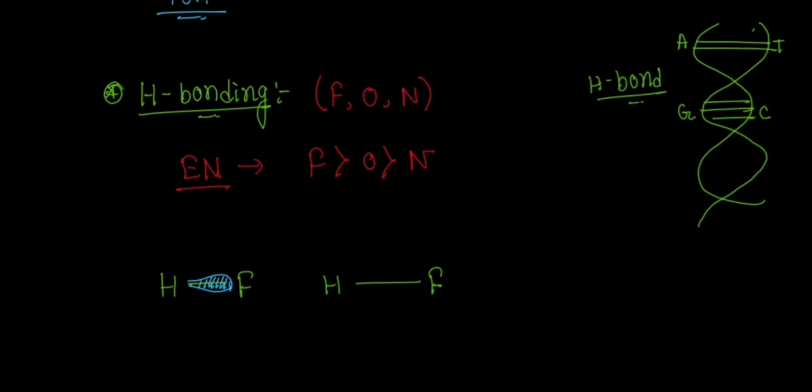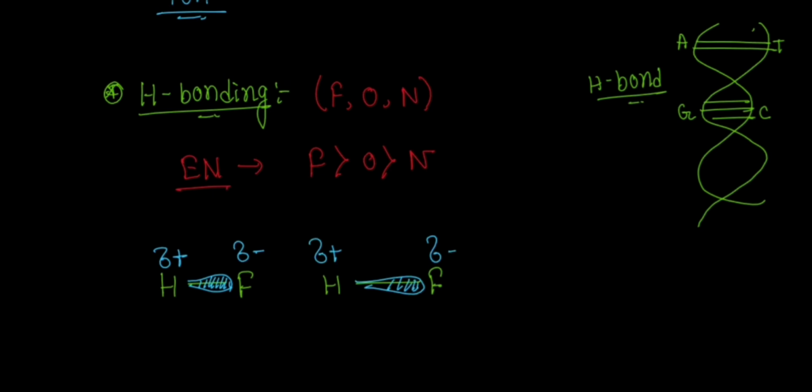As a result, this fluorine would become delta negative, and this hydrogen would become delta positive. The same thing would happen over here as well. The electron would get dragged towards this fluorine atom. The hydrogen would become delta positive, and the fluorine would become delta negative.